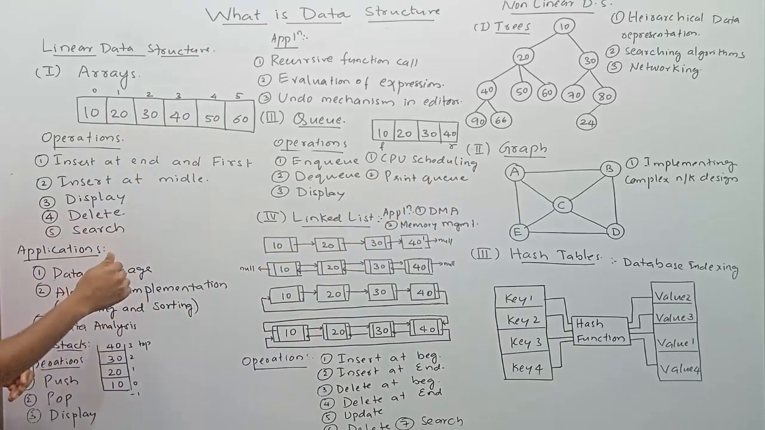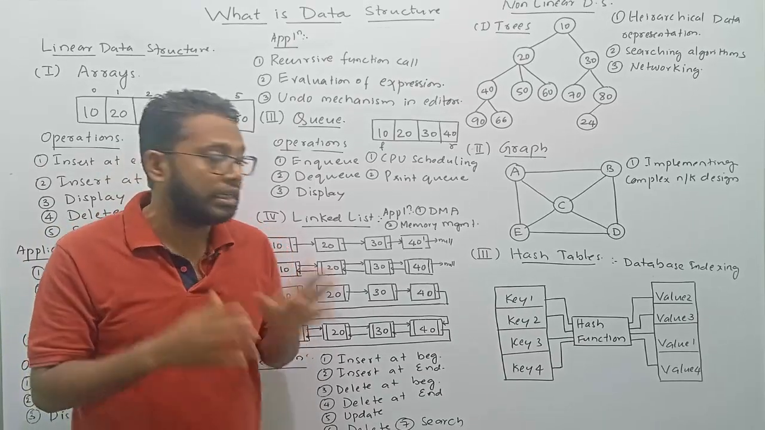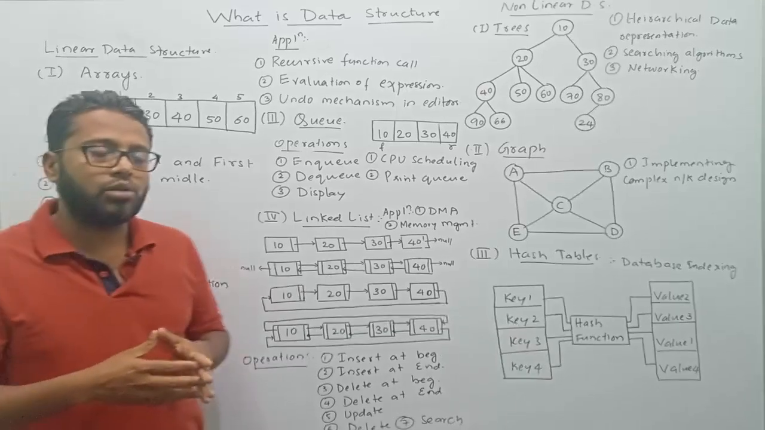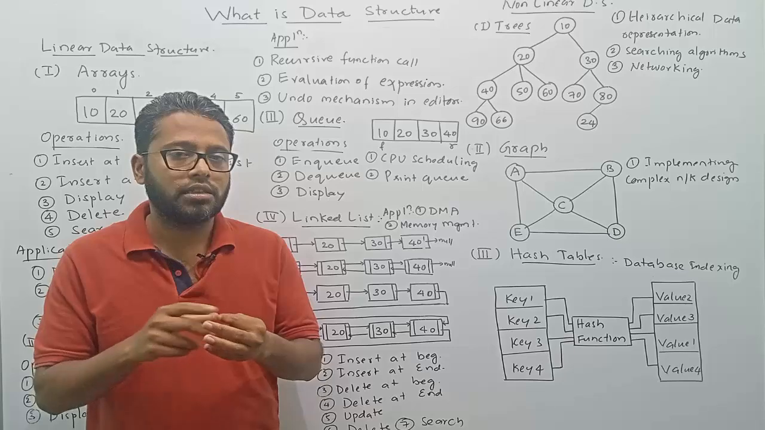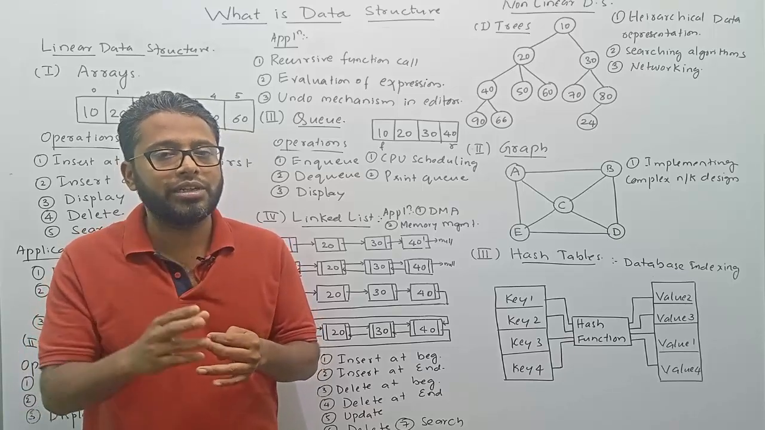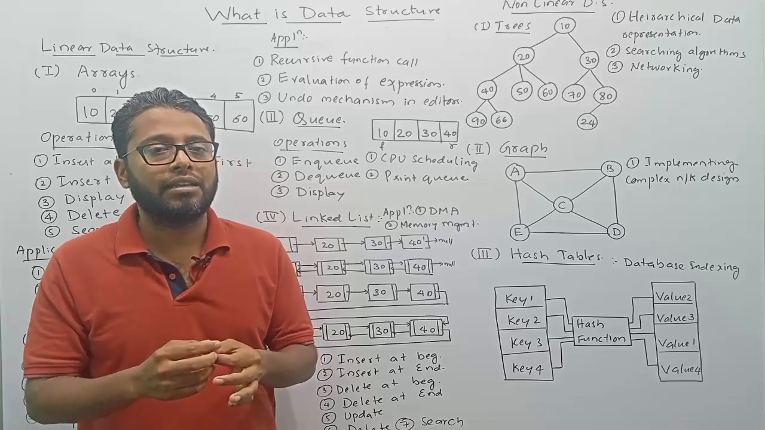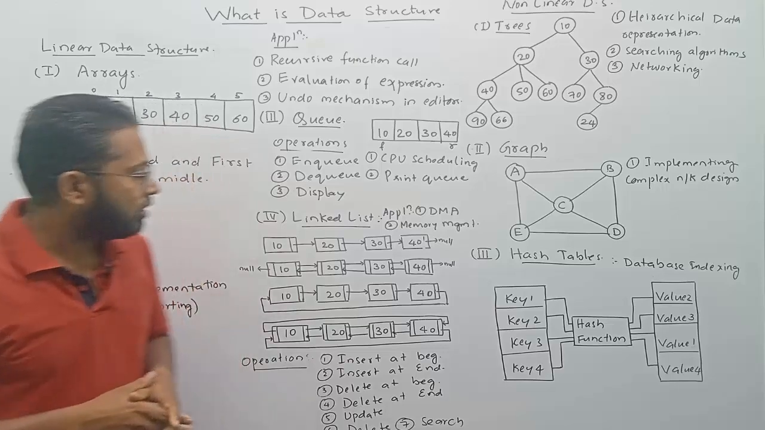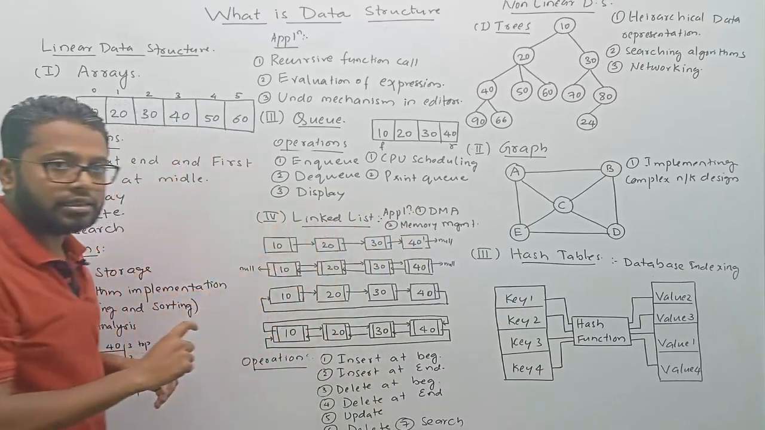Now let us move ahead to discuss the fourth type of linear data structure, which is linked list. In linked list we have three types: singly linked list, doubly linked list and then circular linked list. And circular linked list is further divided into two types: circular singly linked list and then circular doubly linked list. So this is the design of a linked list. This is a singly linked list.